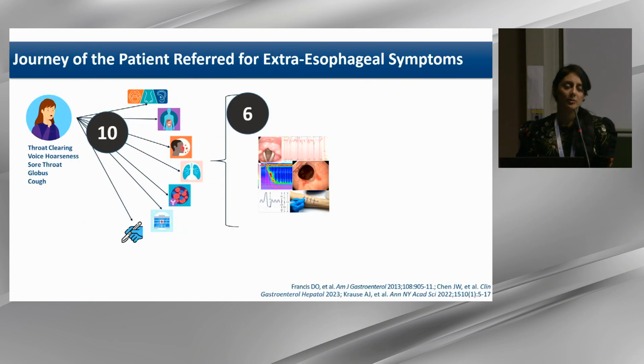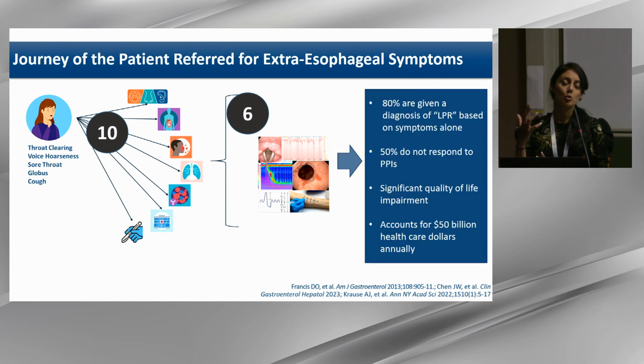So these patients come in with throat symptoms, whether it's throat clearing, globus, and so forth, and we know their journey is very challenging. In that first year, they will see multiple providers, on average 10. They'll undergo multiple diagnostic tests, on average about 6 according to the literature. And at the end of the day, about 80% are given a diagnosis of extra-esophageal reflux or LPR just based on their symptoms alone or maybe non-specific findings on laryngoscopy. Most of them will be trialed on PPI, but we know there's about a 50% response. There's a significant quality of life impairment, and in the US, it's estimated that all of this accounts for about $50 billion annually.